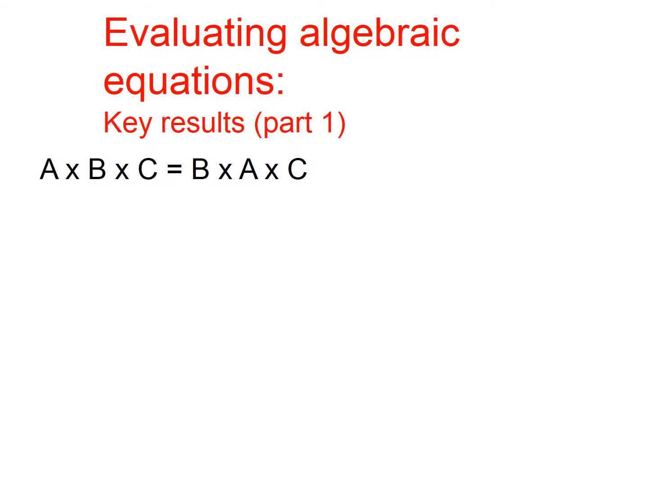The next thing to think about is that when you're timesing things together, it doesn't matter which order you times them together in. In this example, A times B times C is the same as B times A times C. Another example would be 9 divided by 2x. That's the same as 9 divided by x times 2. That's a times there, not a plus. If it was a plus, that would be a whole world of pain.